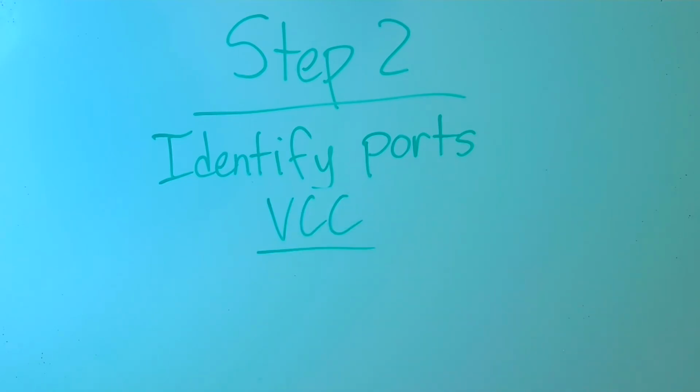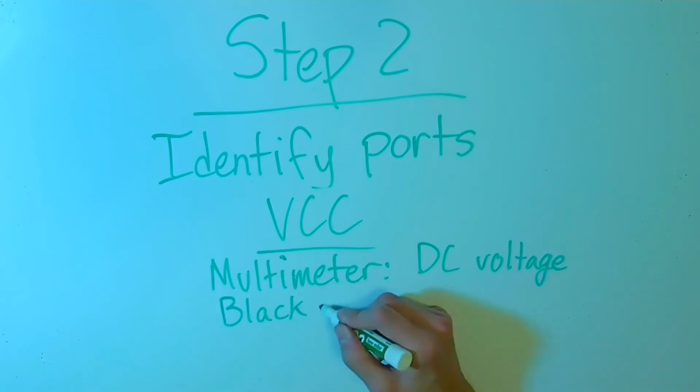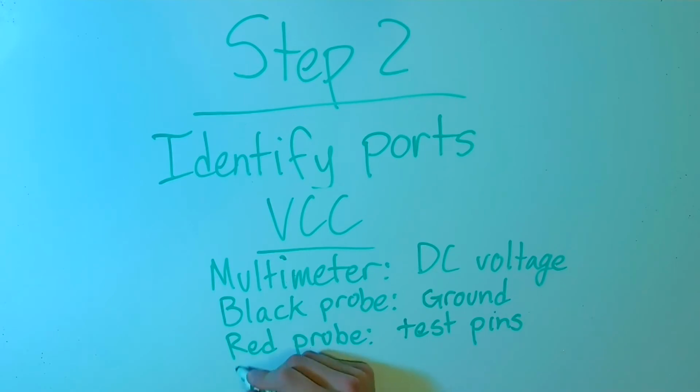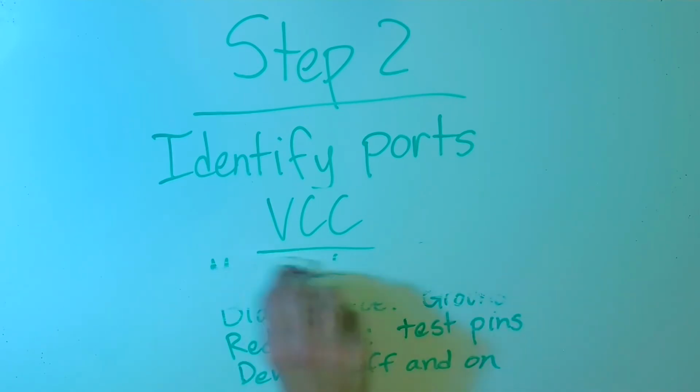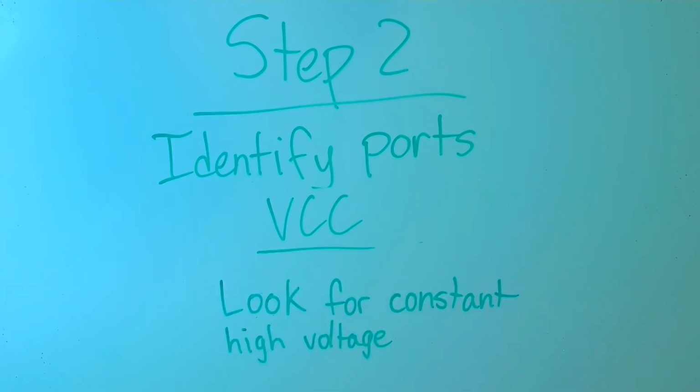In order to do this, place the multimeter on DC voltage, place the black probe on ground, and use the red probe to check UART pins. Power cycle the device, so turn it off and turn it back on, and then the place where you see constant high voltages will be our VCC pin. Usually it'll be close to either 3.3 volts or 5 volts.